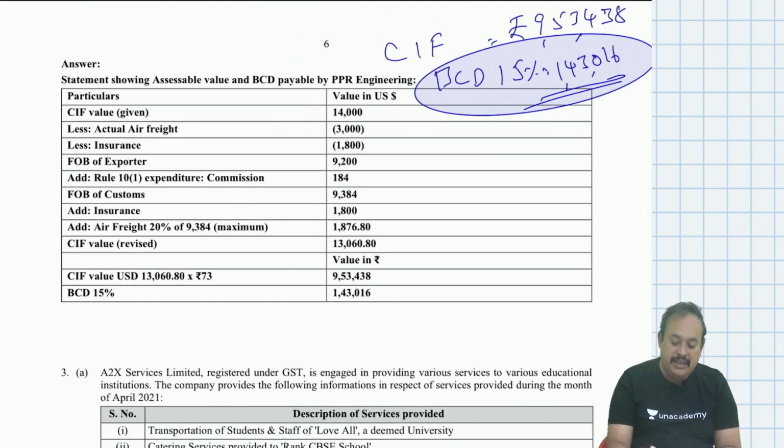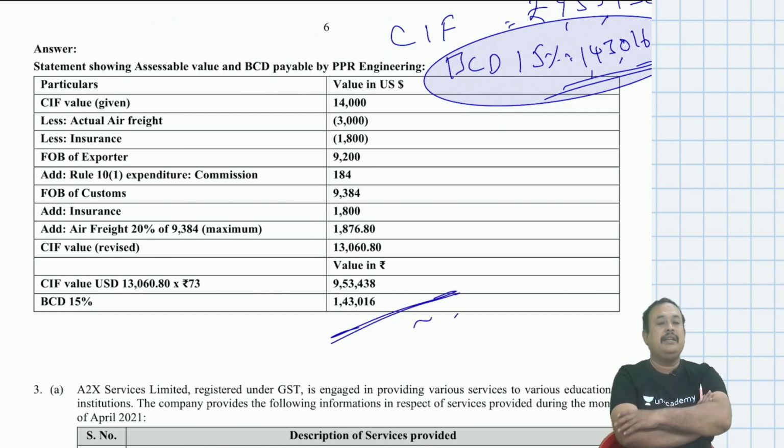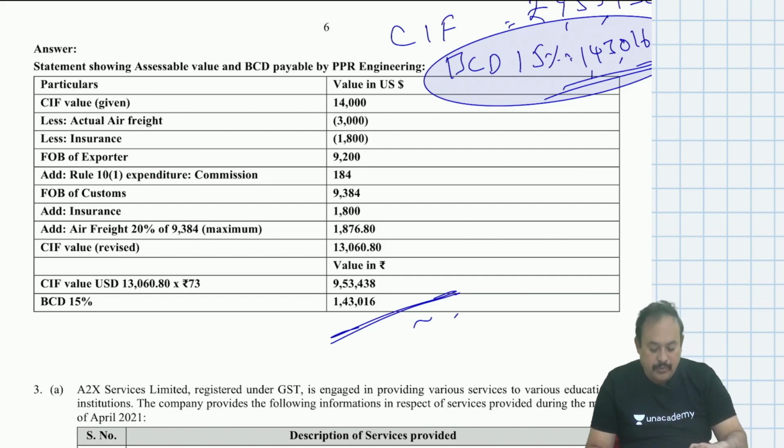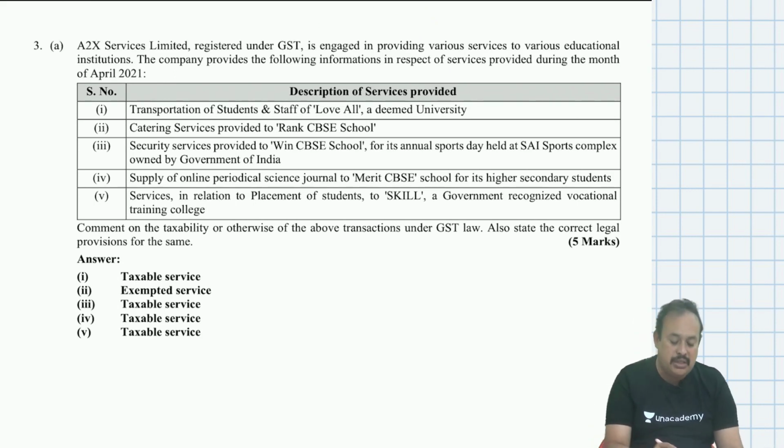$1,43,016, which is given here clearly, neatly for your kind consideration. Got the clarity, my dear friends? Any difficulty in the given case? Further, question number 3. I am referring here. Question number 3 in that part A.